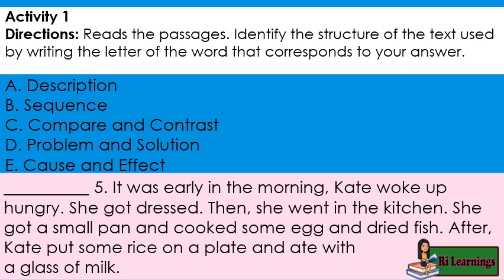Five. It was early in the morning. Kate woke up hungry. She got dressed. Then, she went in the kitchen. She got a small pan and cooked some egg and dried fish. After, Kate put some rice on a plate and ate with a glass of milk.